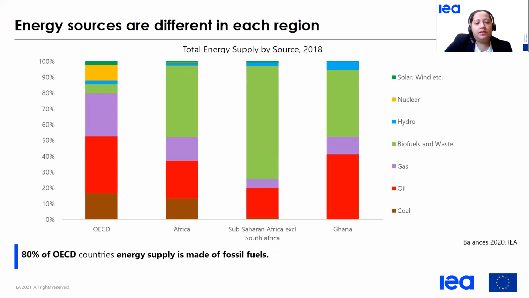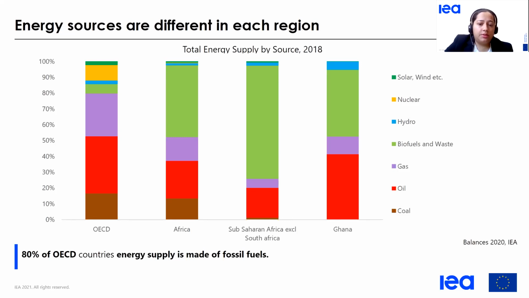If we look at the energy sources, we see that it's different in each region. In the OECD region, around 80% of the energy supply mix is made of fossil fuel: coal, oil, and natural gas. Only 20% is made of biofuels and waste, hydro, nuclear, solar, etc. But if we move to Africa, the split is quite different, and only 50% of the mix is made of fossil fuel, and the rest is made mostly of biofuels and waste, and very little of hydro, nuclear, solar, etc.